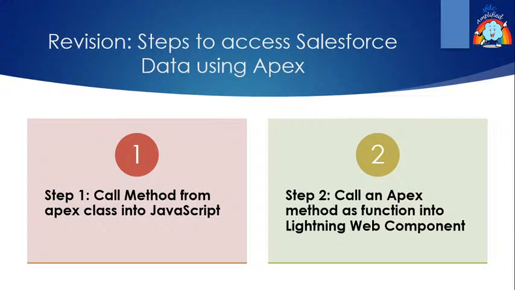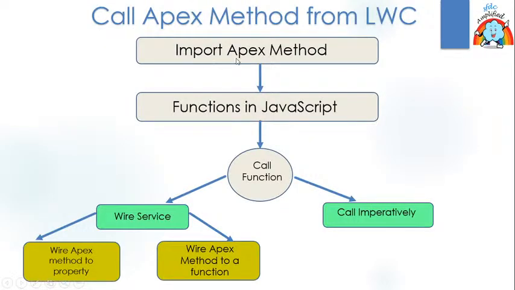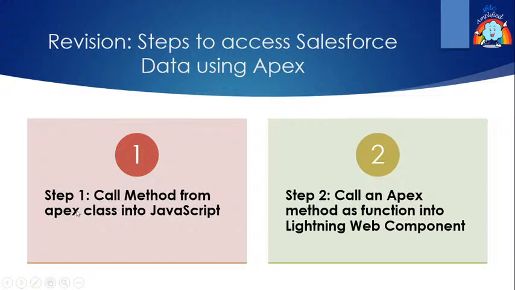So the steps to access Salesforce data using Apex. So what we said is call Apex method from Apex class into JavaScript. So we import the Apex method, right? So that is the step one, that call method from Apex class into the JavaScript. And then the step two is call an Apex method as function into Lightning Web Component. So it's a revision from the previous session. There I've explained in more detail.